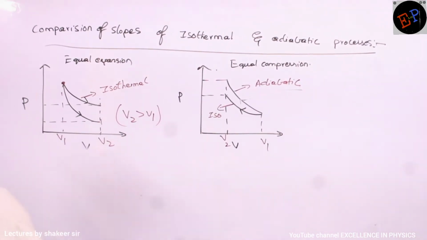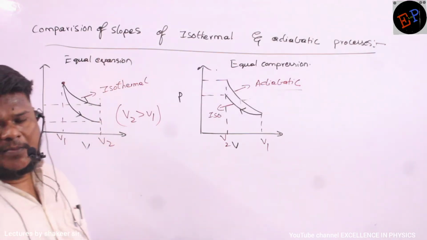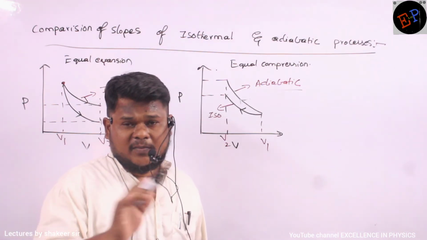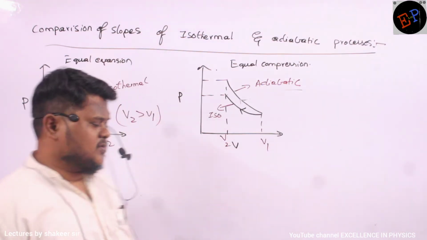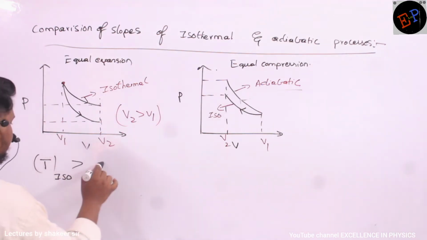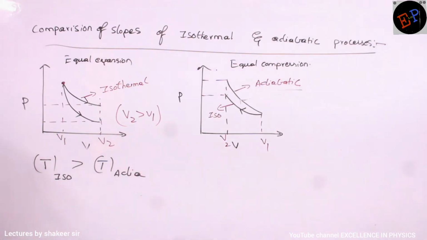So if I compare the temperatures, this is expansion. Expansion means in adiabatic process, temperature reduces. But in isothermal process, temperature does not reduce. So therefore, final temperature in isothermal process is greater than final temperature in adiabatic process. Definitely I can write a relation like this.